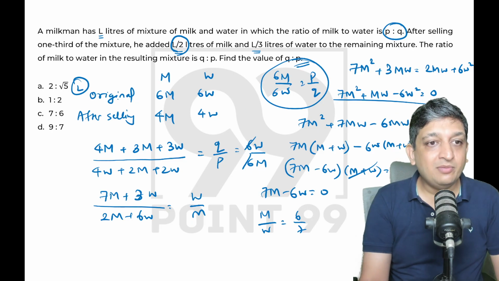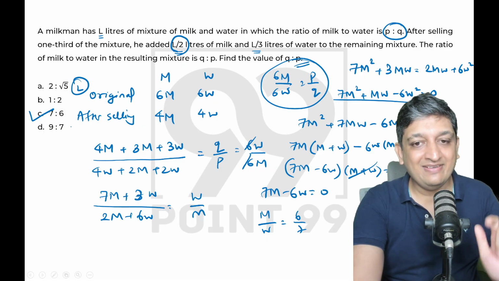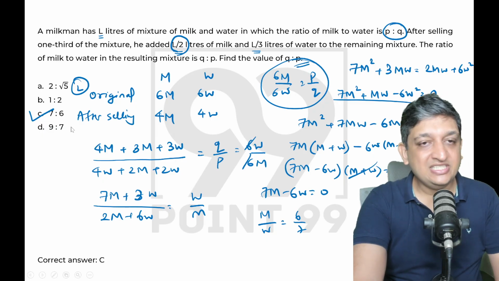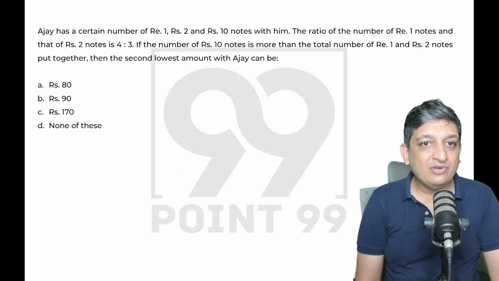So w by m is going to be 7 by 6. Of course, there's only one option. There could have been one more option which said 6 by 7, but 7 by 6 is going to be our answer for this question. Right, option C. Now let's look at the last question. Try this out on your own and then have a look at the solution.